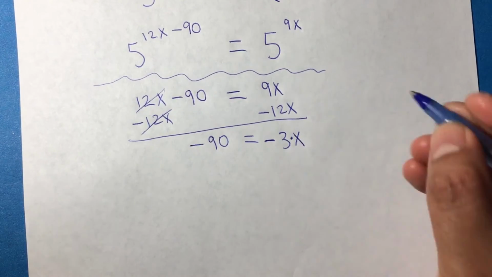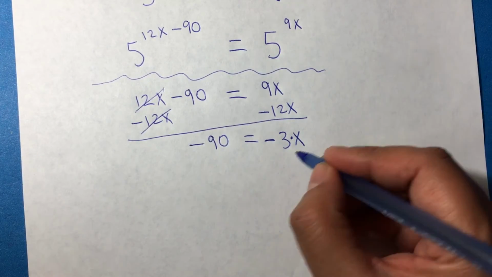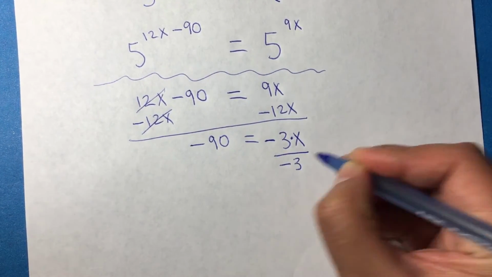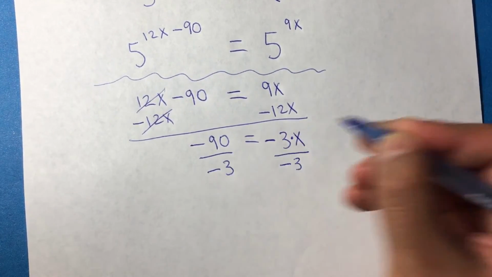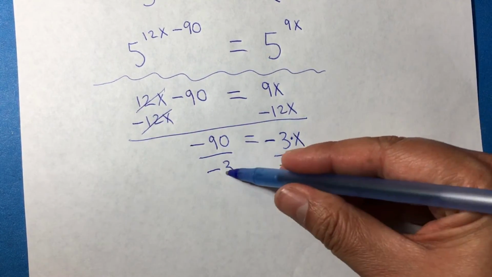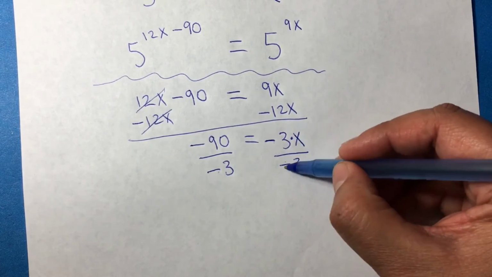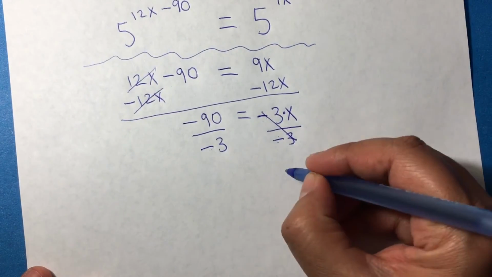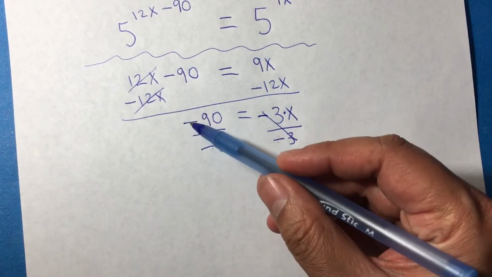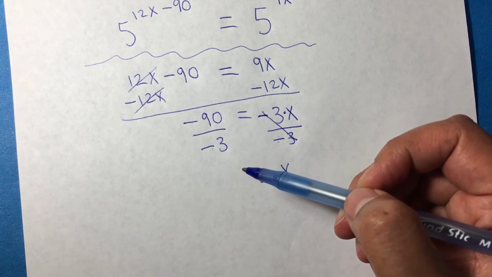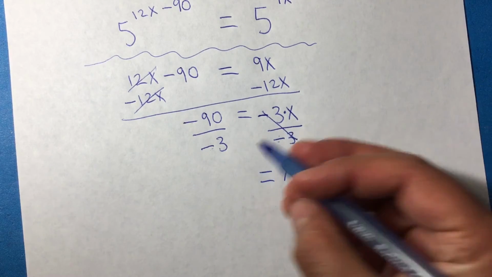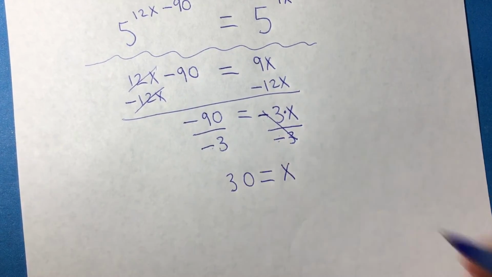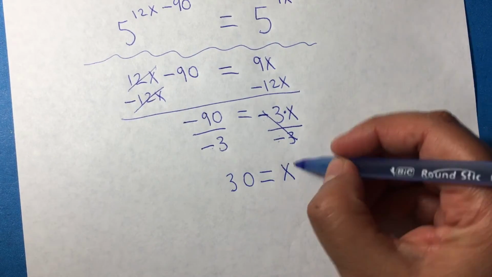Finally, this is multiplication. The opposite of multiplication is division. We divide. And remember, in multiplication or division, we take the sign. We keep the same sign, okay? This cancels and you get x equals negative divided by negative, positive. 90 divided by 3 is 30. So x is 30.